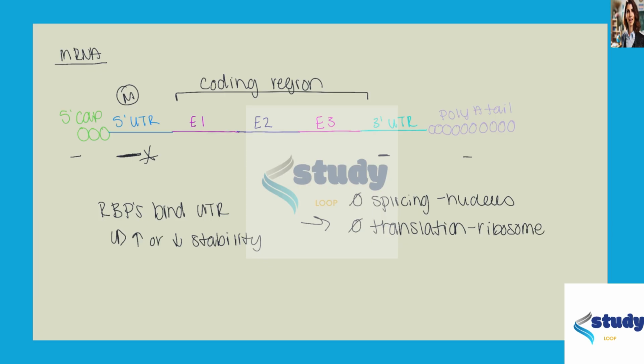And then also you're not going to be affecting the poly A tail at all, because as you can see, the poly A tail is way over here on the 3' end, and we're over here on this 5' end over here.